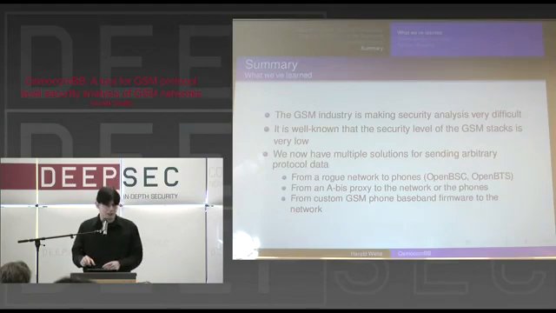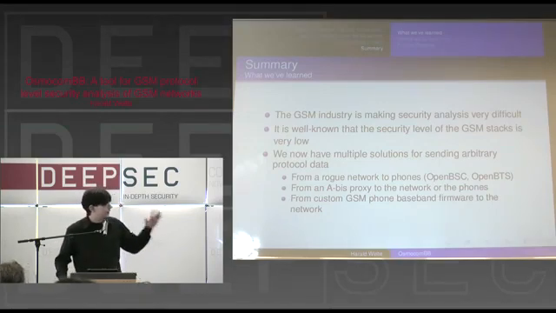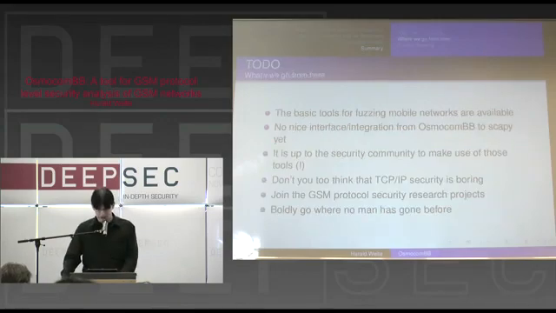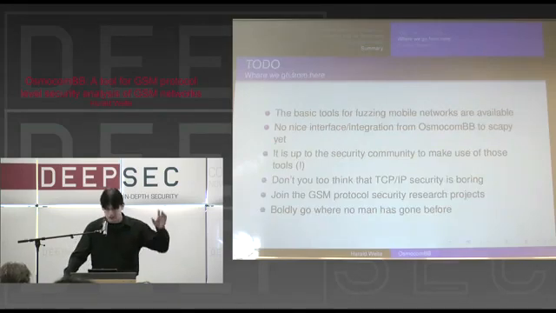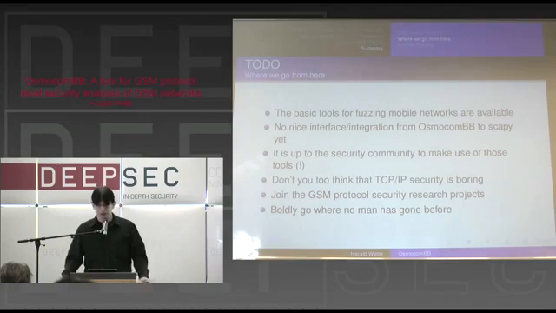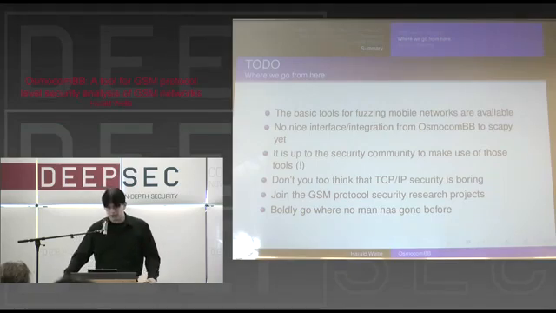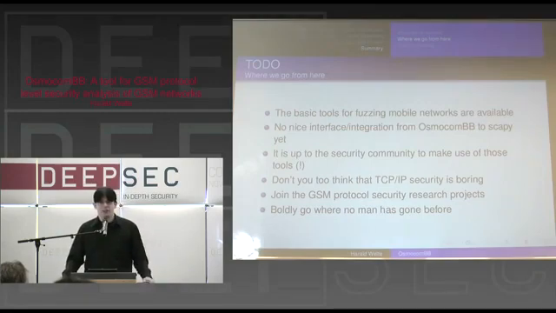And maybe it has happened some time ago, but nobody has ever publicly talked about it. We don't know, right? So, okay, now we can send arbitrary data into a network from the telephone. So right now this means the basic tools for starting to fuzz mobile networks are available. What we don't have is any nice interface or integration with fuzzing tools like Scapy or any other security tools that allow you to send handcrafted messages.